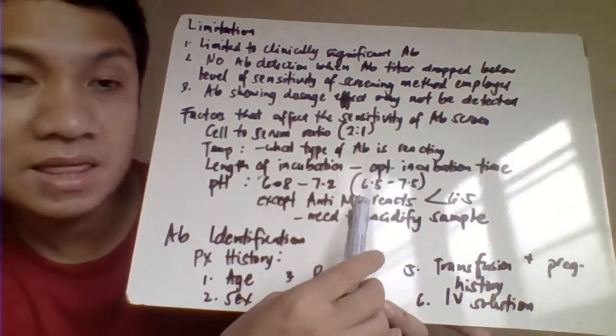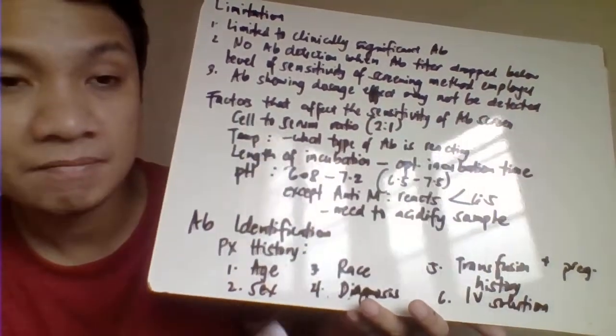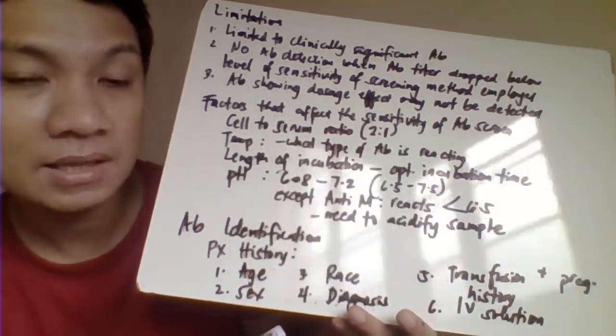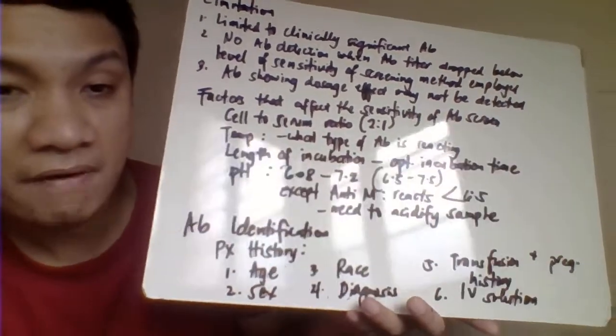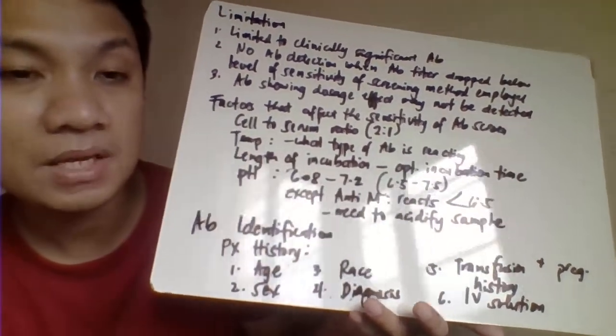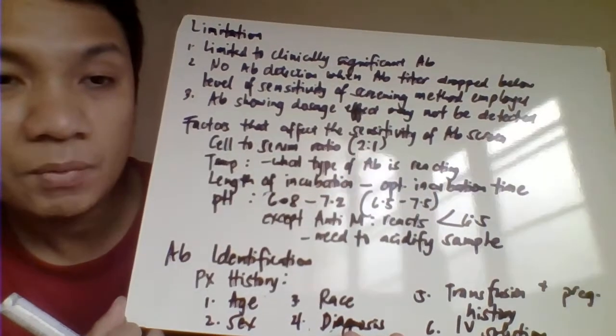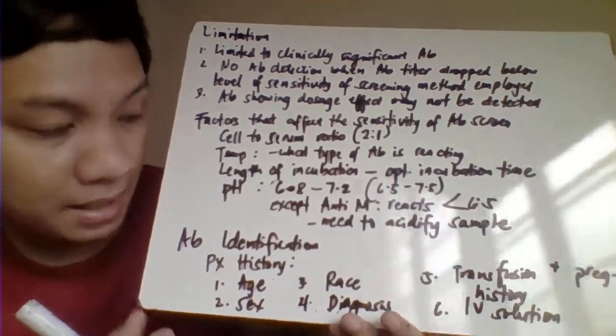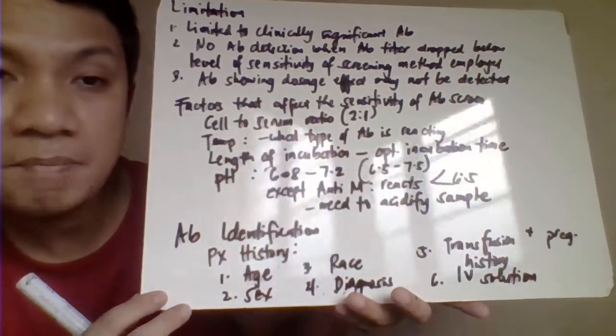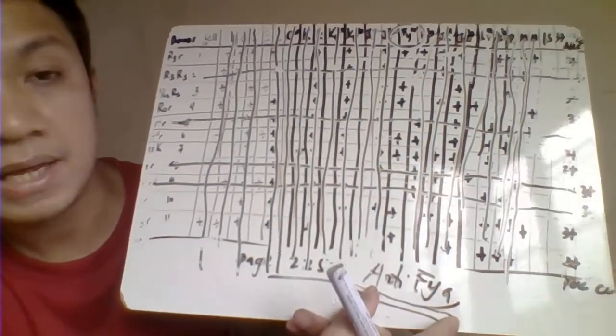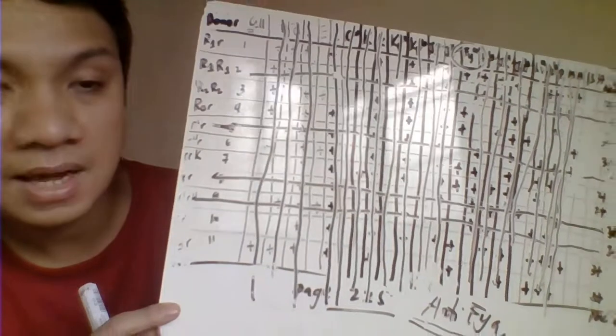Okay, the ideal pH for antigen-antibody reaction to occur is 6.5 to 7.5, or 6.8 to 7.2. Because in the previous discussion natin, 6.5 to 7.5. Except your anti-M antibody, which is reactive at less than 6.5. And therefore the serum of the patient should be acidified if you want to detect the presence of your anti-M antibody. Okay, we have here, pag nag-positive ang patient, like for example, anti-FYA ang antibody na na-detect natin.